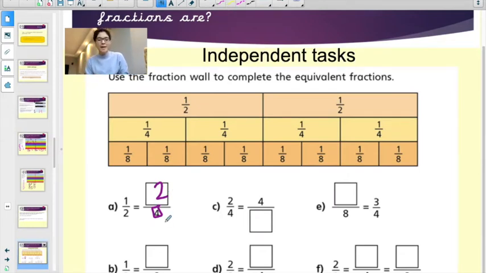Okay, let's look at B. B says a half is equal to how many eighths? So a half is here and the eighths bar is here. I need to draw a line going downwards just to make sure that we have got the same size. How many eighths do I need? I need 1, 2, 3, 4. So I need 4 eighths. Let's look at the next one.